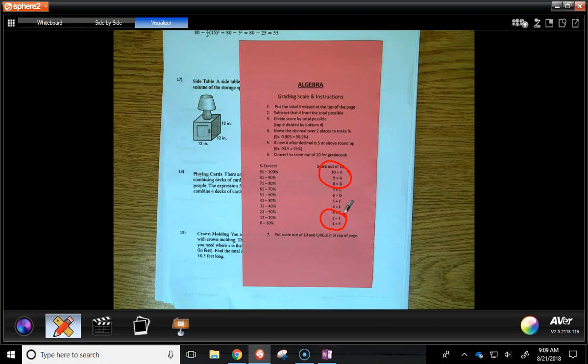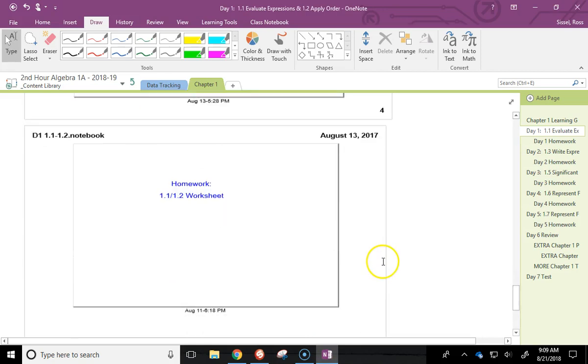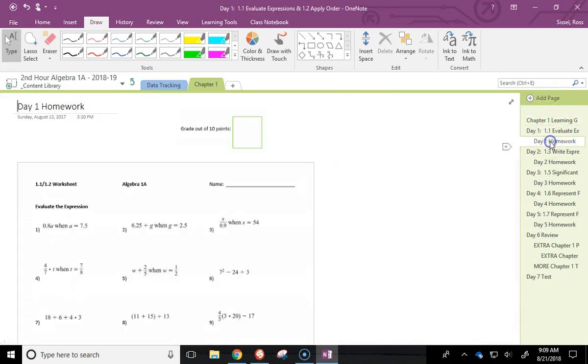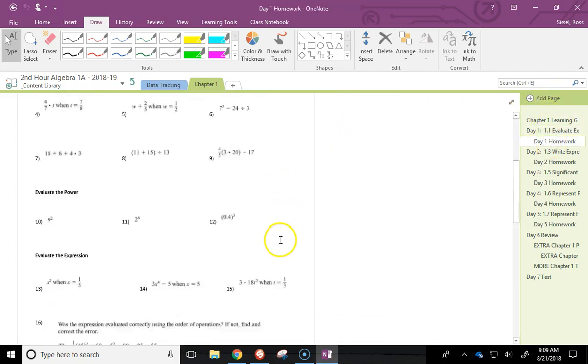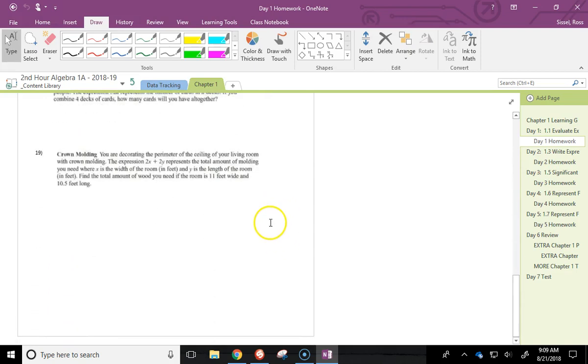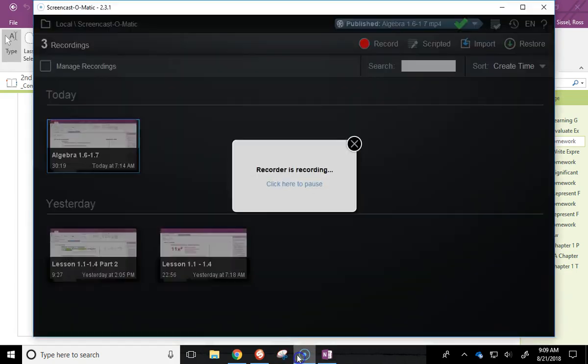Alright? Your homework, you have 2 choices. Bell's going to ring, so I want to make sure I get it to you. You can either, 1, do your homework here, and you can do it on OneNote, or you can come up and get a blank copy. Okay? It's totally up to you for this first week.